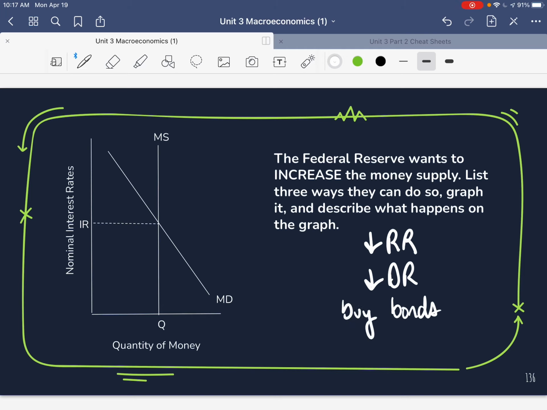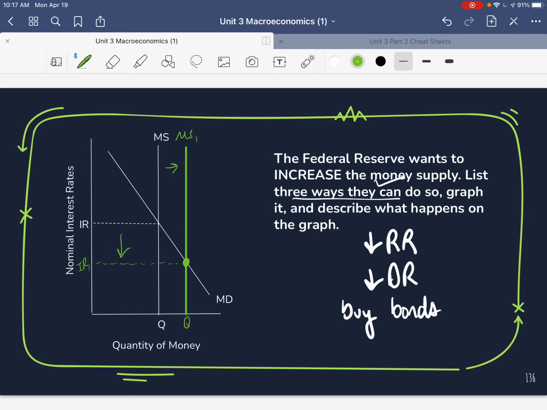Okay, so we've got the 3 ways they can do so. Good job. Now let's graph it. If we increase the money supply, we're going to shift it to the right. So draw a new money supply line, label it MS1, and give it an arrow. Find that new equilibrium. That's where money supply meets money demanded, and that's our interest rate, IR1, and an arrow.